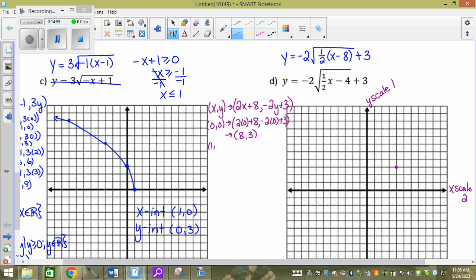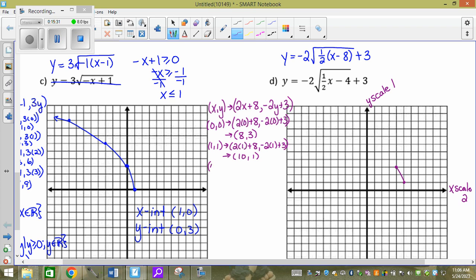Okay, then I have 1, 1. It will become 2 times 1 plus 8, comma, negative 2 times 1 plus 3. So it's going to be at 10 and 1. It's going downwards. Why is it going downwards? I have a reflection in the what? The x-axis, so it's going to go down. So instead of up and to the right, it's still to the right because there's no reflection, but it is down instead of up.